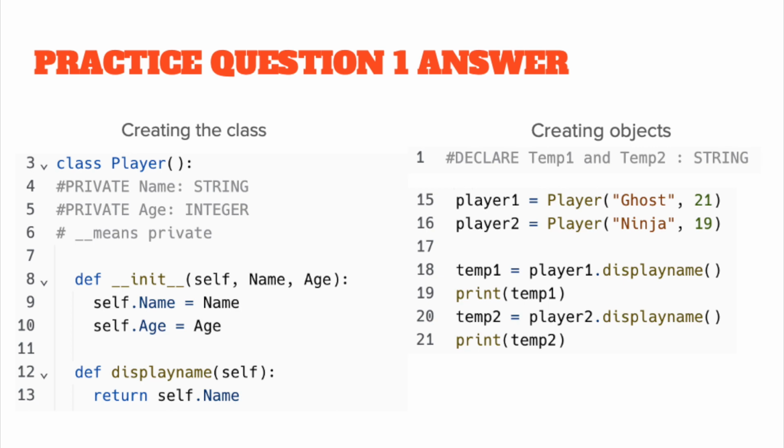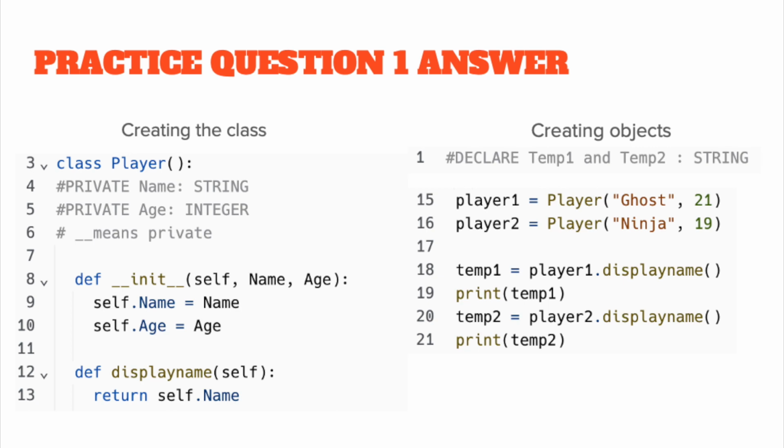Python is going to store all of this in memory, and it's going to make all the links for you, so you don't need to worry about anything. When we want to use a particular method in that class, we're simply going to create a variable, and we're going to say temp1 is equal to player1.displayName(), and that's going to take the name Ghost and store it in temp1, and we can print it out.